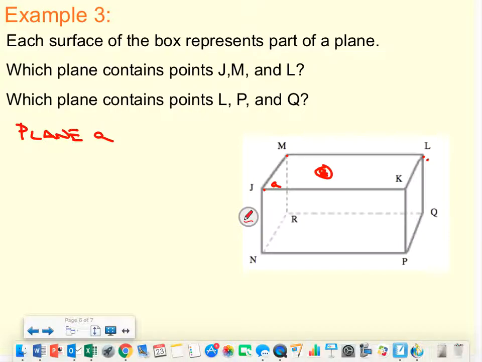All right, and then which plane contains L, P, and Q? Well, L is right here, P is here, Q is here, that would be kind of this side one, we'll call that plane B, lowercase b, so we'll just say plane B. And that's how we would identify planes.